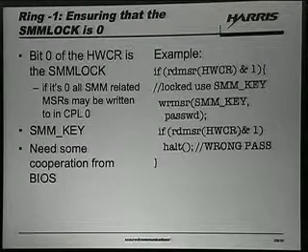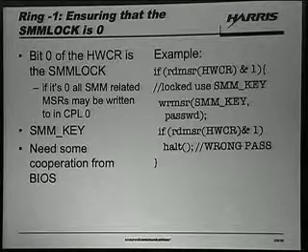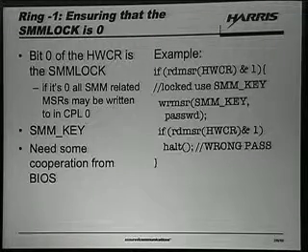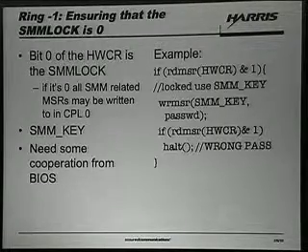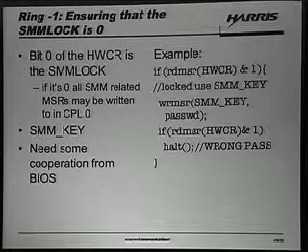So the first part is you need a mechanism for ensuring that SM lock is 0. If it's 0, all SMM-related MSRs may be written to when you're in ring 0. That means you could reconfigure the handler on the fly, which creates some really weird configurations when you experiment with it. And they actually provided you a mechanism, which is another model-specific register called SM Key.